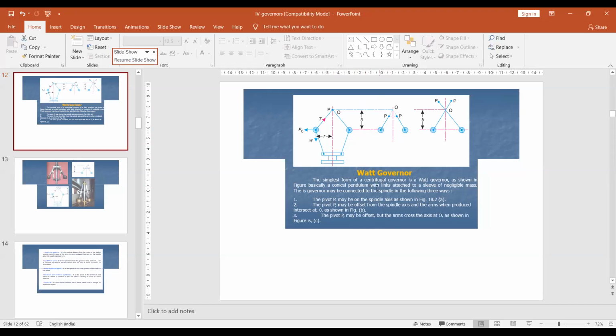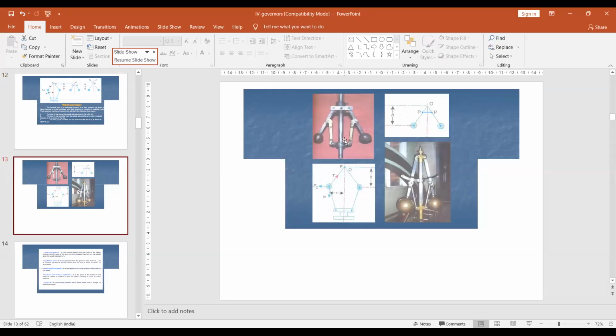Here we have three cases. The first case is the pivoted point may be on the spindle axis, the second is the pivot may be offset before the fixed point, and the third is the pivot P may be offset after the fixed point. Okay, fixed point. So now they may also give a 3D diagram and a 2D diagram.